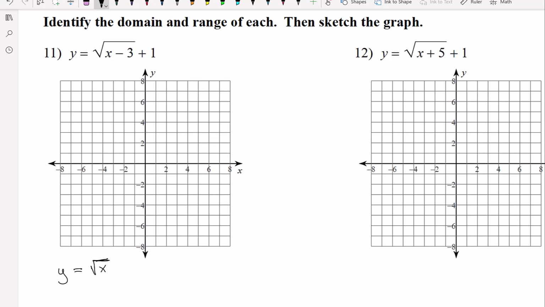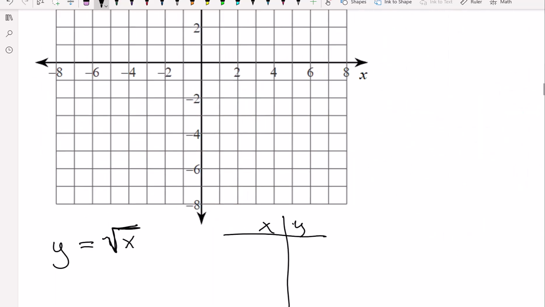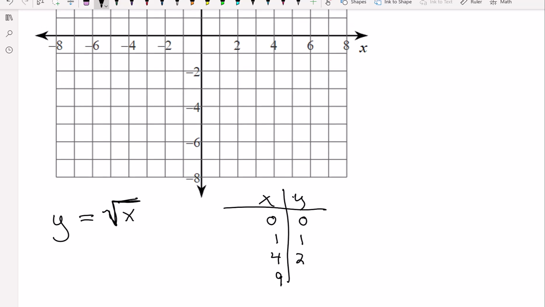If this started off just being the square root of x, if you did an xy table, the smallest value for x, without imaginary numbers, could be 0, and the square root of 0 is 0. 1 is a perfect square. The square root of 1 is 1. The next perfect square is 4. The square root of 4 is 2. The next perfect square is 9. The square root of 9 is 3.